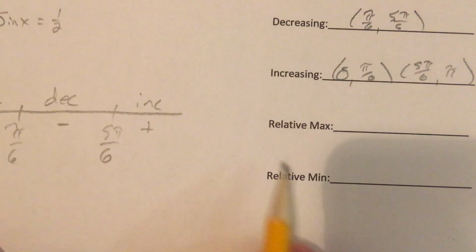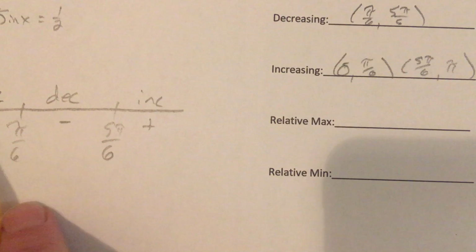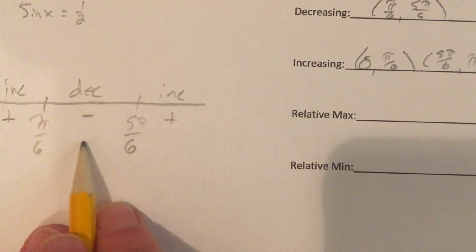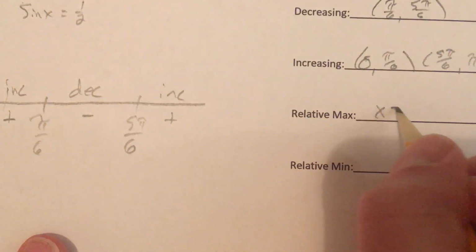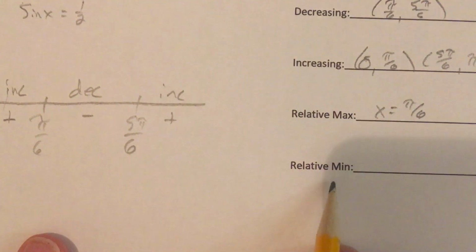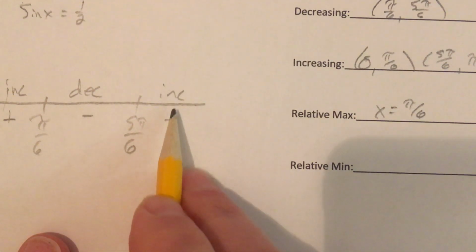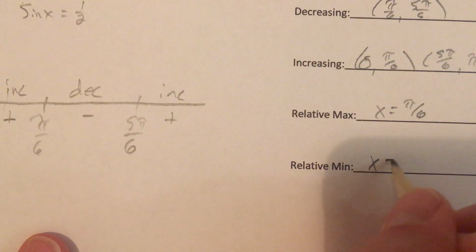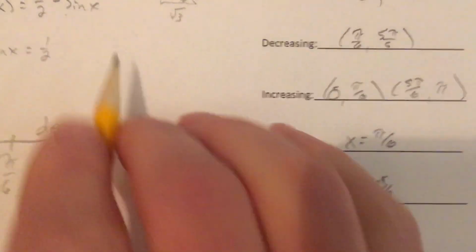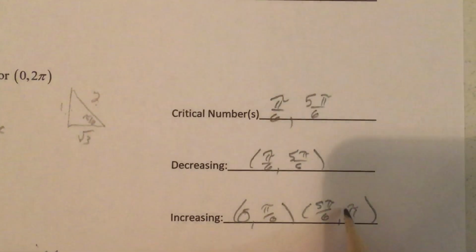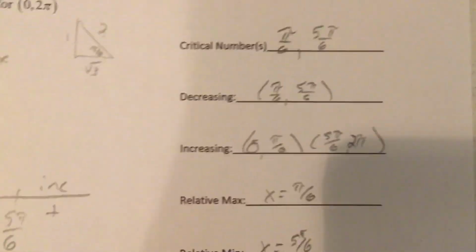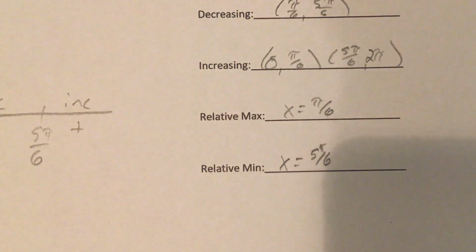All right. Where do we have a relative max? We have a relative max when the derivative switches from positive to negative, and that's at pi over 6. We have a relative min when it switches from negative to positive. That's at 5 pi over 6. And I see that it says 2 pi, so I really should make that 2 pi right there. All right. So that's how we do the first derivative test on those 4.